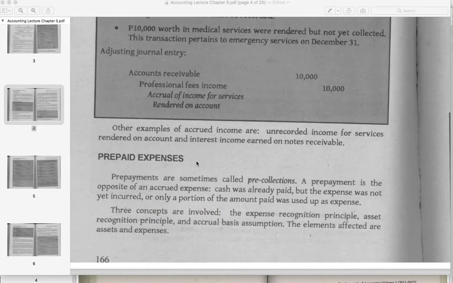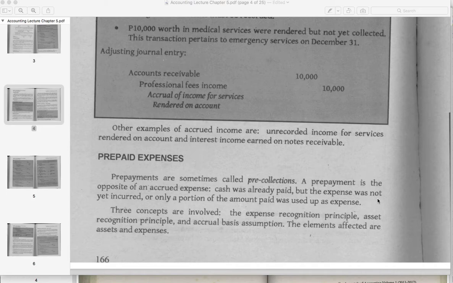Now we're going to discuss prepaid expenses. What are these prepaid expenses? Prepayments are sometimes called pre-collections. When we say prepaid expenses, we have paid the expense in advance. Binayaran natin yung expense, pero hindi pa naman natin nagagamit.